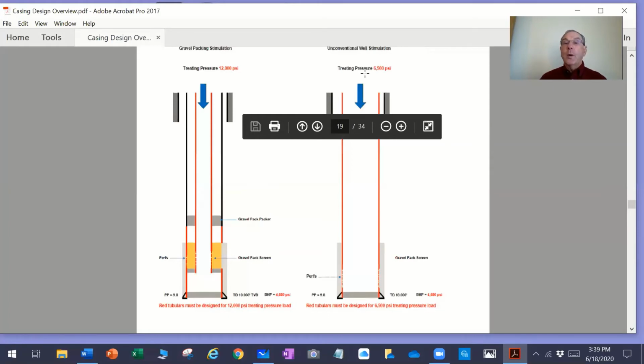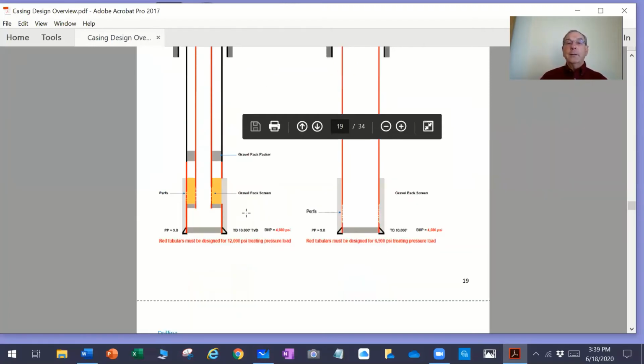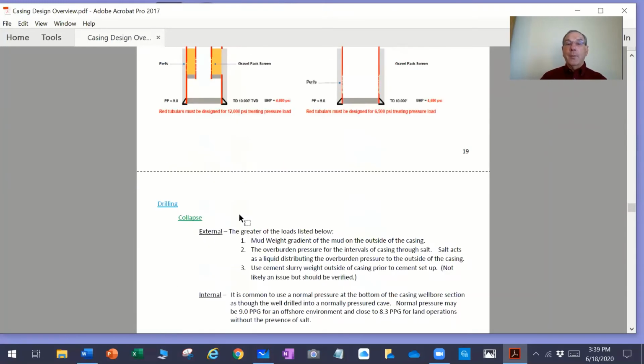And so therefore, we would have to have a rating for stimulation of either 6,500 pounds if we were pumping down the casing, or the lower portion of this well would have to be rated to something like 12,000 pounds to avoid rupturing the casing out of zone. So that's the stimulation examples that I wanted to show.